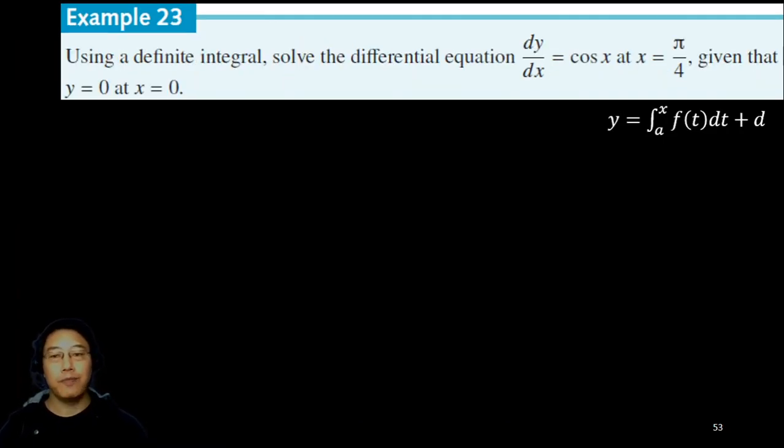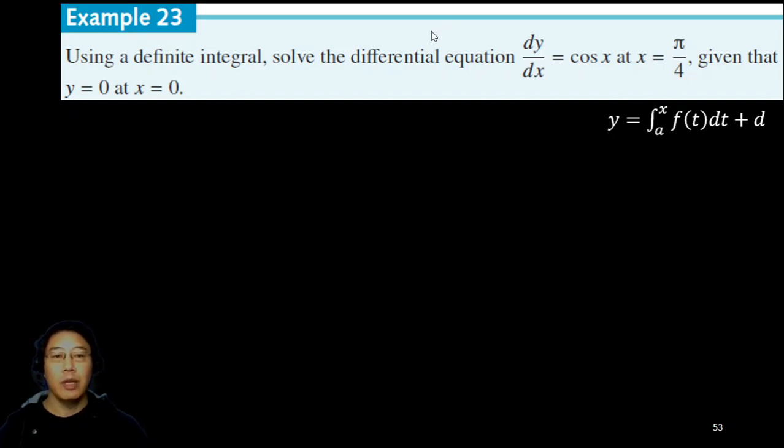Alright, next one. Read the question. This is the formula that you would need to use, and pause the video to attempt this question.